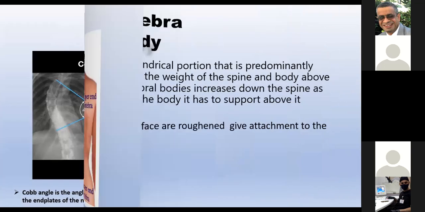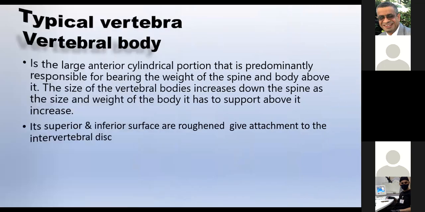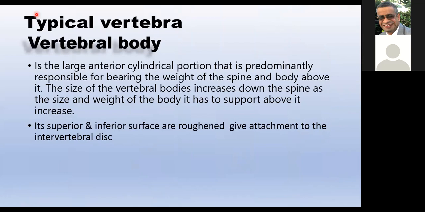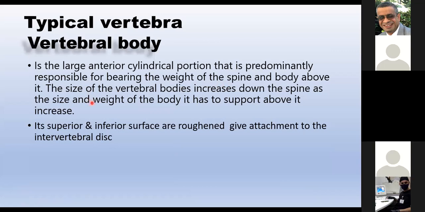Now we will talk about typical vertebrae. Typical vertebrae generally consist of the vertebral body, the large anterior cylindrical portion that is predominantly responsible for bearing the weight of the spine and the body above it. The size of the vertebral bodies increases down the spine as the size and weight of the body they have to support above them increase.